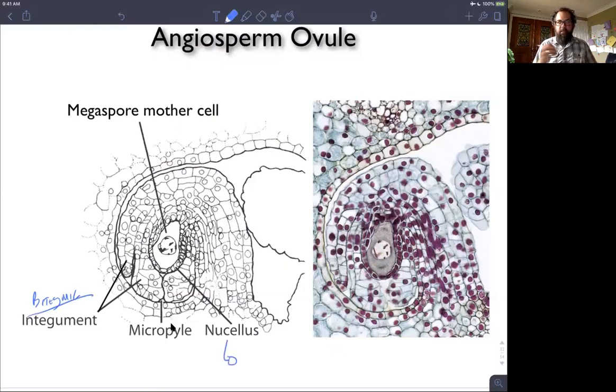And just like on the male side, there's a nutritive tissue on the female side, in the development of the female gametophyte, and that's the nucellus. So this is nutritive tissue for the developing female gametophyte. Okay, so there's the megaspore mother cell.